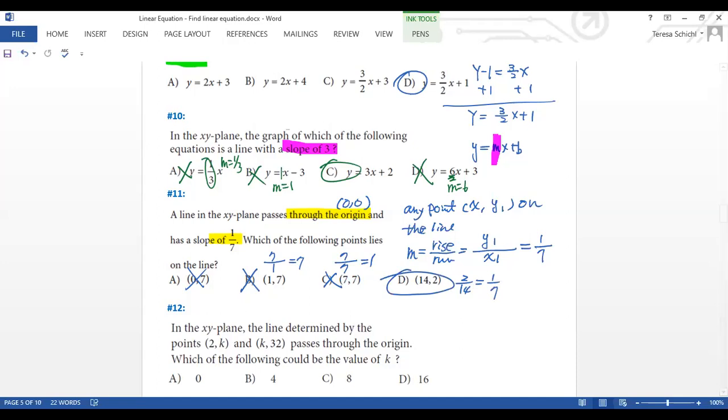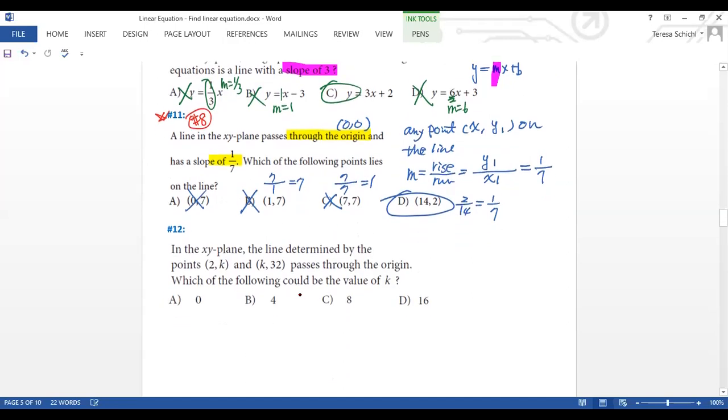That's the key point here, because the line goes through the origin. You just get the point on the line, so you can find the ratio of these 2 points. That is the slope, right? So it's very important. This one is similar to problem number 8, so you can go back and forth and review that. Okay, let's do our last problem for this video.